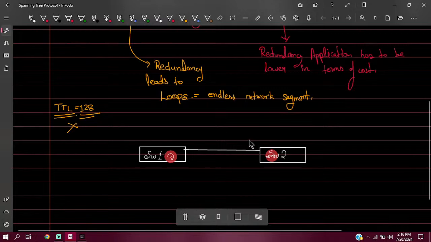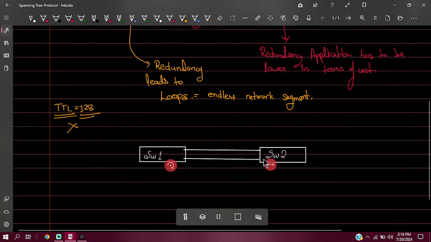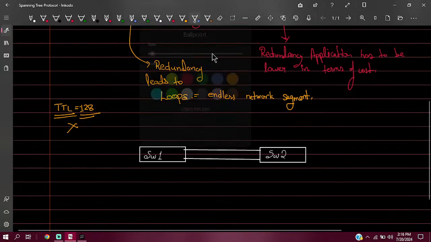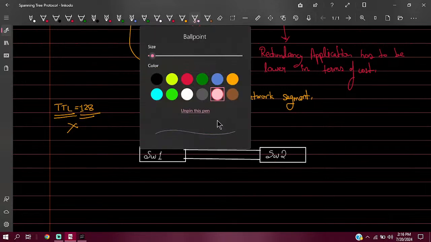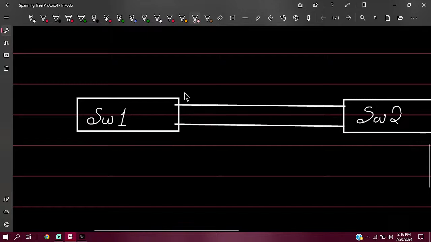So this is my single point of failure. To mitigate it, what I can do is provide redundancy. That means addition of one extra link. I also name both of my links. So let's name it as fast Ethernet 0/1, fast Ethernet 0/2, fast Ethernet 0/2 and fast Ethernet 0/1.